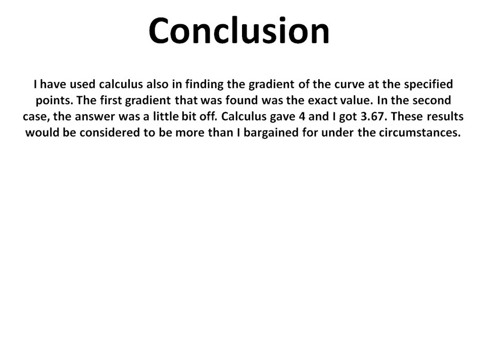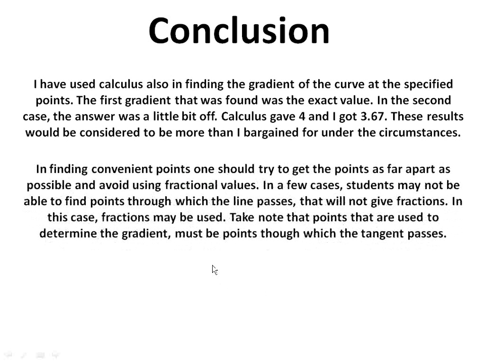I have used calculus also in finding the gradient of the curve at the specified points. The first gradient that was found was the exact value. In the second case, the answer was a little bit off. Calculus gave 4, and I got 3.67. These results would be considered acceptable under the circumstances. In finding convenient points, one should try to get the points as far apart as possible and avoid using fractional values. In a few cases, students may not be able to find points through which a line passes that will not give fractions. In this case, fractions may be used.